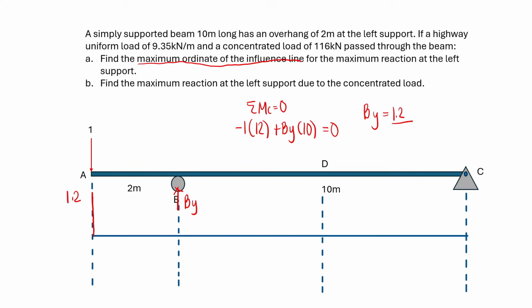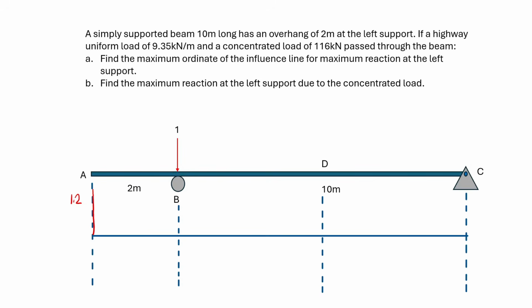And so now, let's move our load to the roller support. Now, if the location of the load is right here, then By will automatically become 1. Again, we have solved this earlier. This is directly over the support. And so, when the unit load is at the roller support, the reaction will be 1. And so, this is the ordinate of our influence line at this specific point. So, this is 1. And then, we'll draw a connecting line.